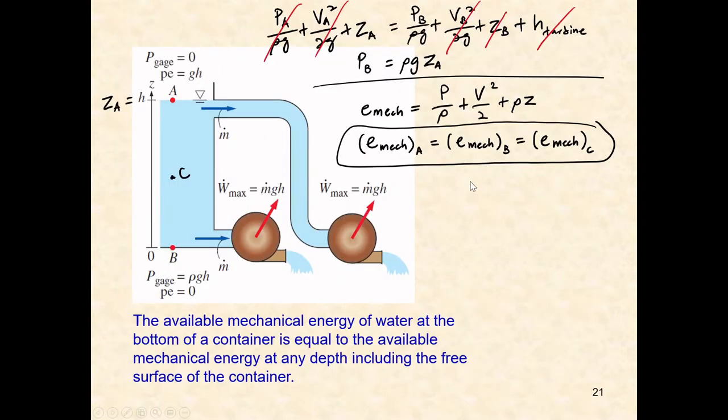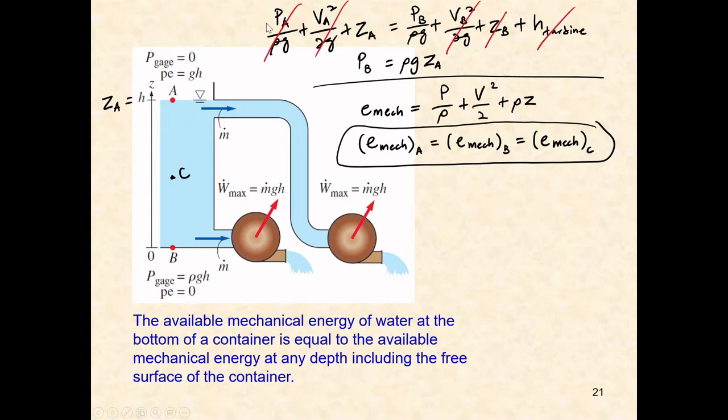Okay, this diagram is to show you how we can actually compare the energy level. The available mechanical energy of water at the bottom of the container is equal to the available mechanical energy at any depth, including the free surface of the container. So what they want to say is that the mechanical energy at the surface is the same at point A, the same as point C, the same as point B. So we can do a simplistic comparison between point A and point B.